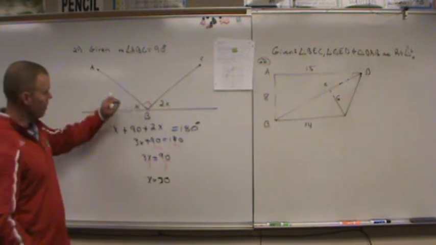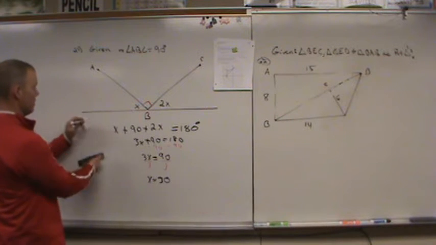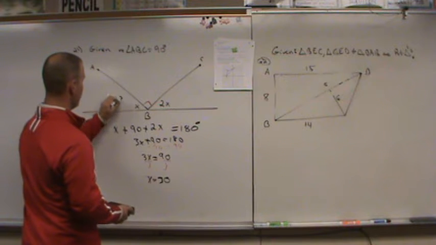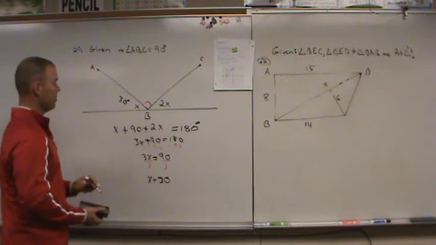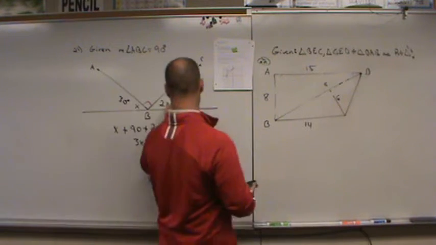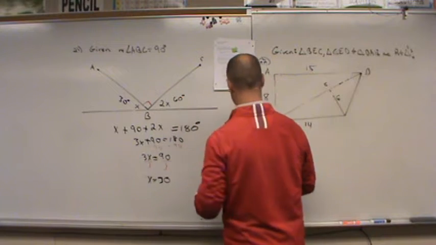If x is 30, then up here, this angle doesn't have a variable over here, so I can't name it, but this angle here would be 30. I know that this one's 90, it's notated right there. And this one's 2 times x. Well, if x is 30, that means this one's 60.